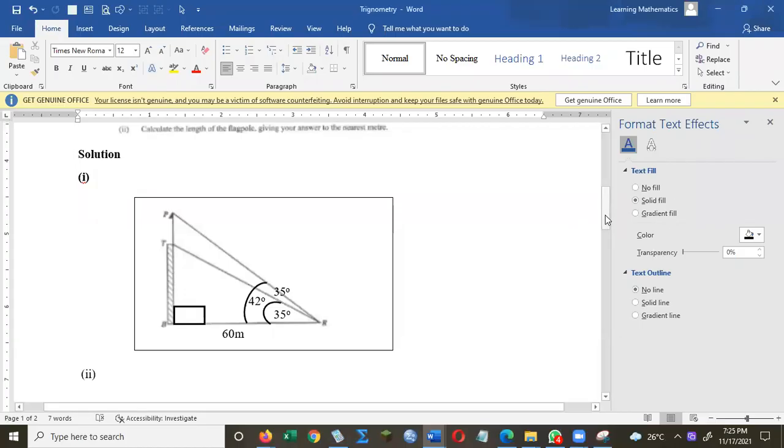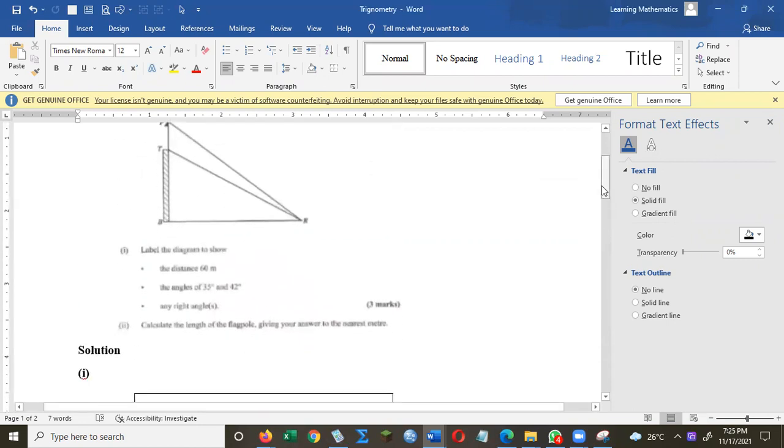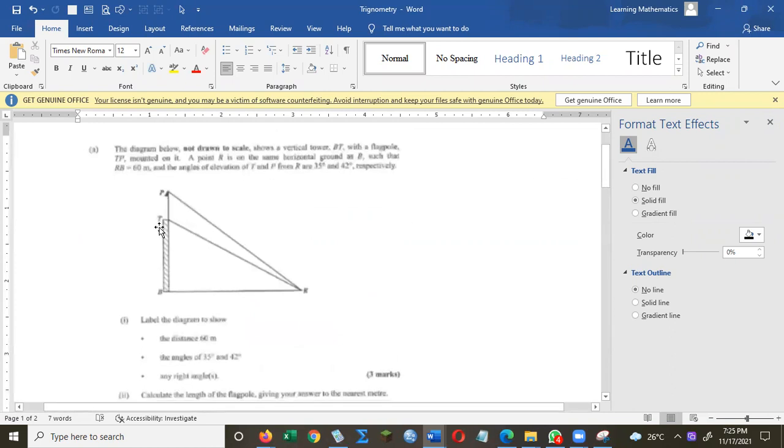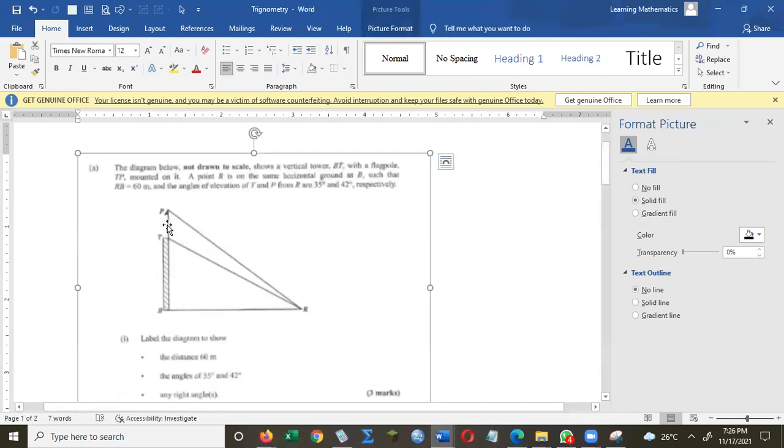Yes, so part 2 now says calculate the length of the flagpole. So what we want to find is the length PT. Okay, the length of the flagpole, that little distance here, PT, or T from P. So the length of the flagpole would be, if you subtract the length BP, that entire length from B to P, and you take out BT, then you're left with the flagpole length.